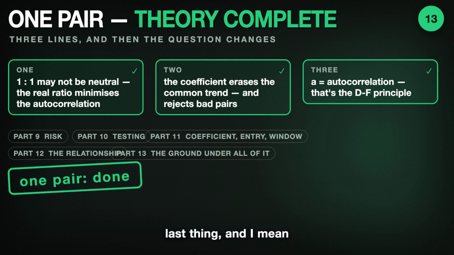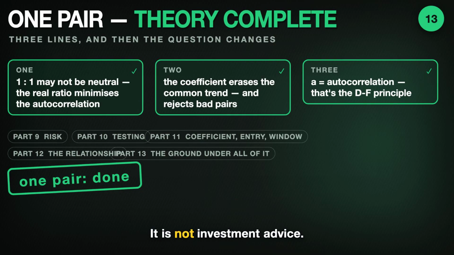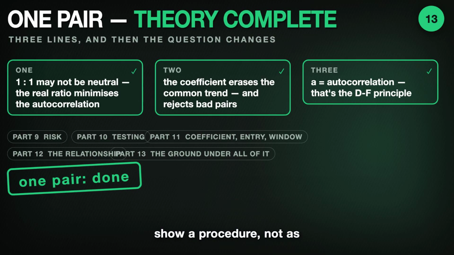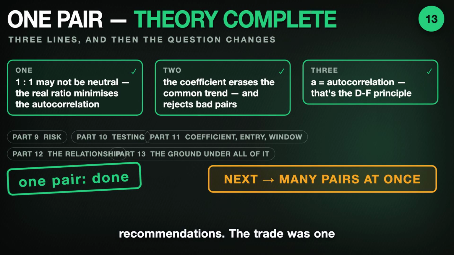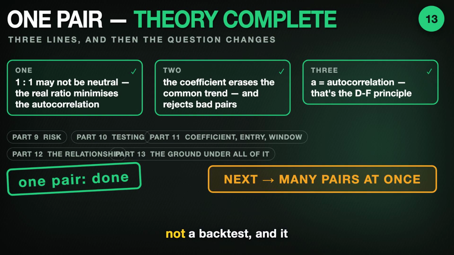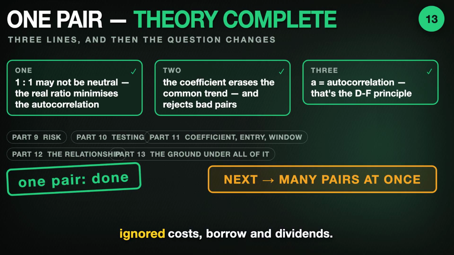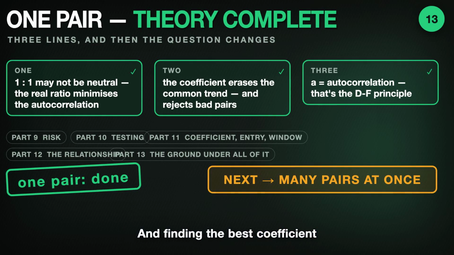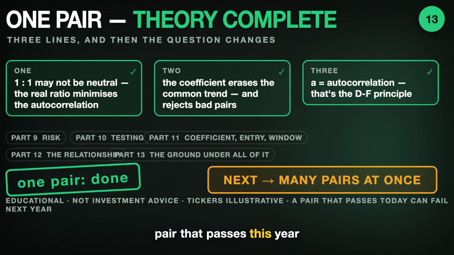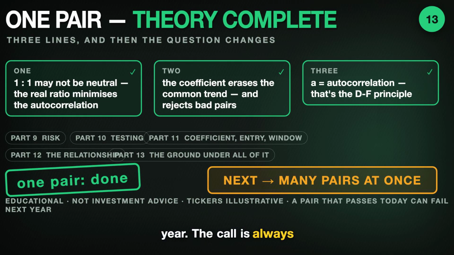One last thing, and I mean it. Today was about how to estimate a hedge ratio. It is not investment advice. The tickers were there to show a procedure, not as recommendations. The trade was one round trip checked by hand, not a backtest, and it ignored costs, borrow, and dividends. And finding the best coefficient today is no guarantee the pair stays cointegrated. A pair that passes this year can look like AT&T and Verizon next year. The call is always yours.